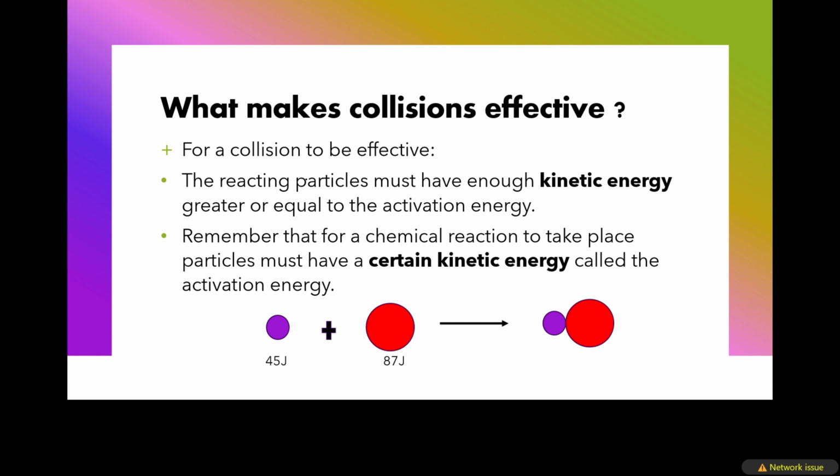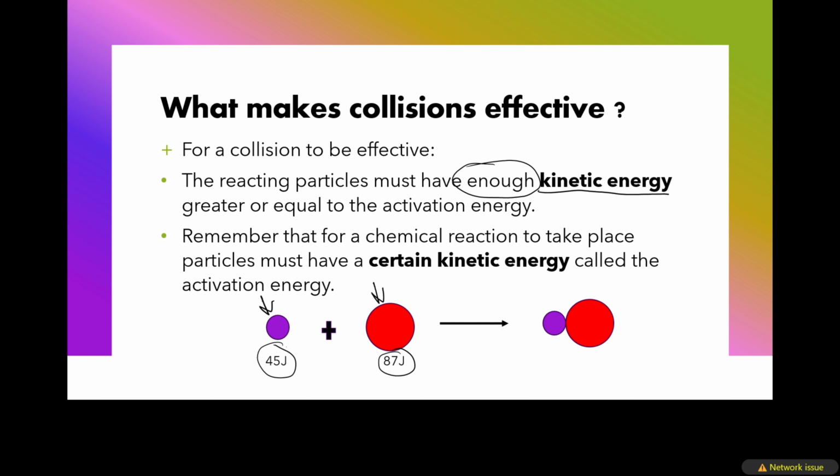For a collision to be effective, the reacting particles must have enough kinetic energy. When we are talking about kinetic energy, remember we are referring to the energy of the reacting particles due to their motion. For example, the energy that this chemical has is 45 joules, and the energy that this chemical has, the one painted in red, is 87 joules. This is the energy that these two particles have. It is called their kinetic energy. This kinetic energy has to be enough so that this reaction takes place.